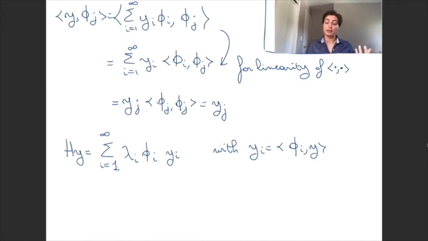So when we're applying our self-adjoint operator h to y, this simplifies to an infinite sum of lambda i, phi i, yi. Remember that in this context, lambda i is a real value, phi i is a function, while yi is also a real value, the inner product between phi i and y.